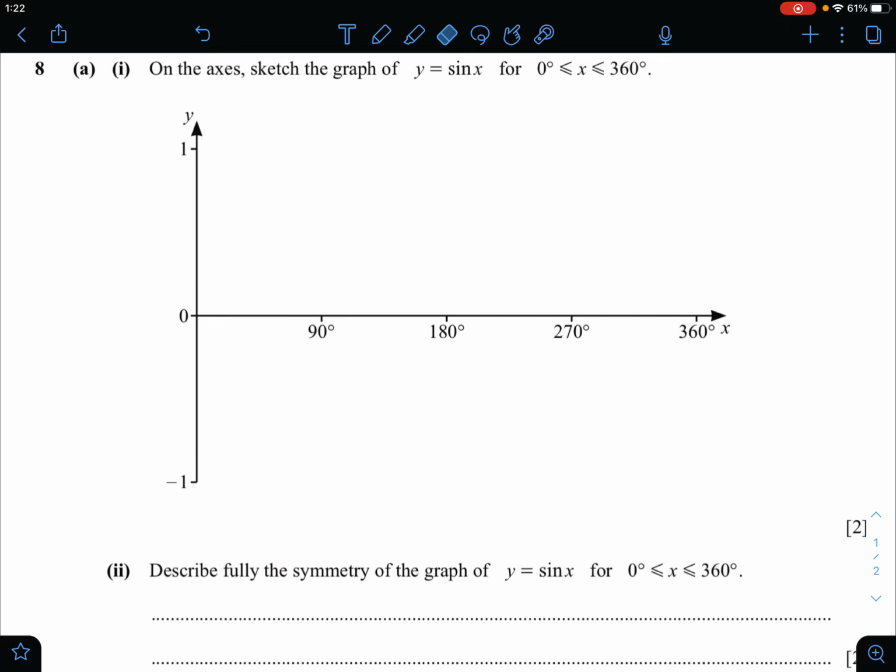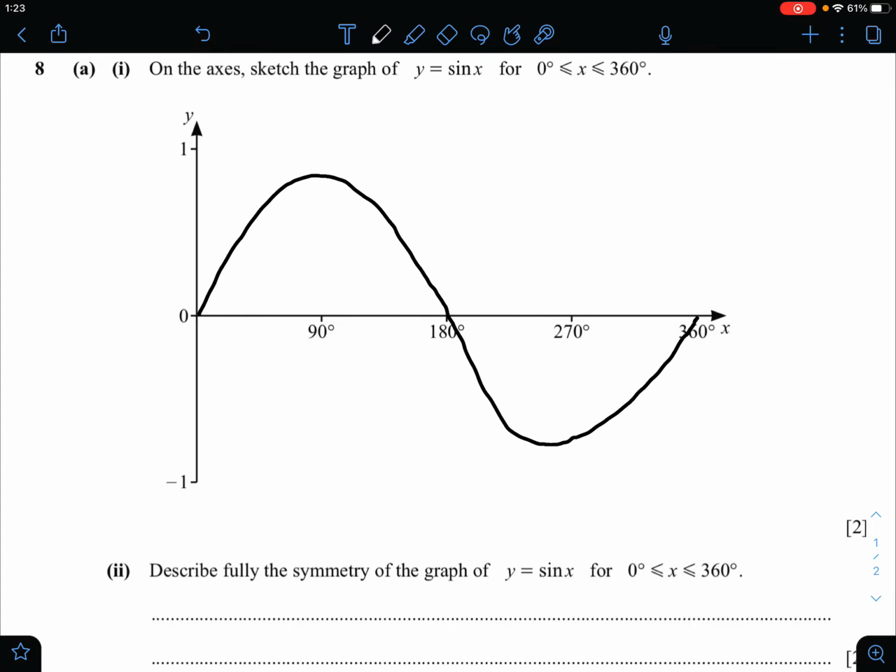So this is how the sin x graph looks. So you draw a curve like that, and the midpoint you have to make sure is at 180 and the curve ends at 360. So this is one sin x graph.